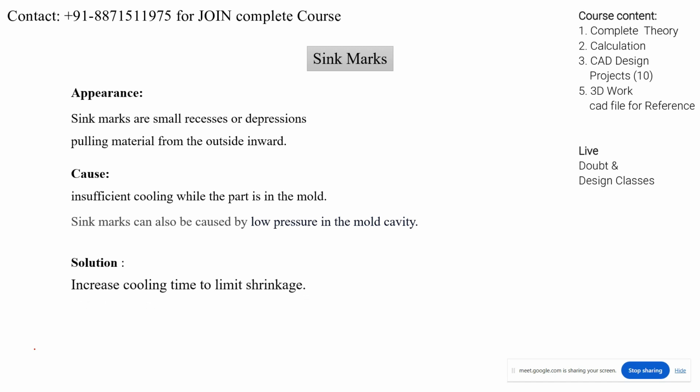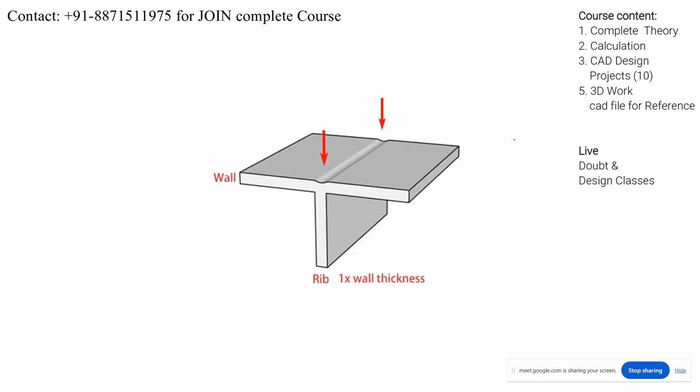So what is the solution of that? Increase the cooling time. So basically there is a solution depending upon the defect, right? Understood or not? Increase the cooling time to limit shrinkage, and design your mold with thinner wall thickness, right, to allow faster cooling near the surface. Okay, understood or not? See here, this is the sink mark, right? This is the sink mark here.